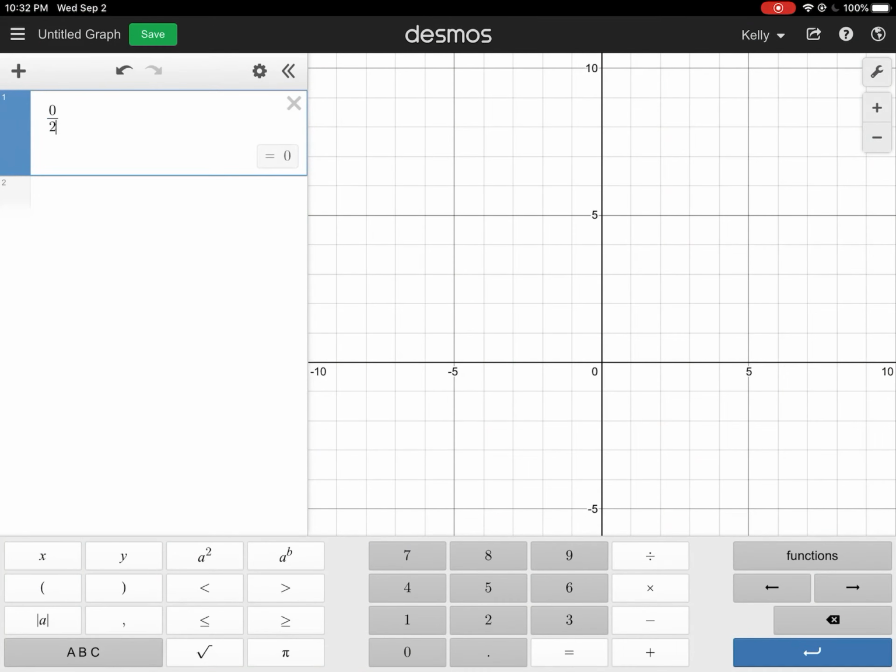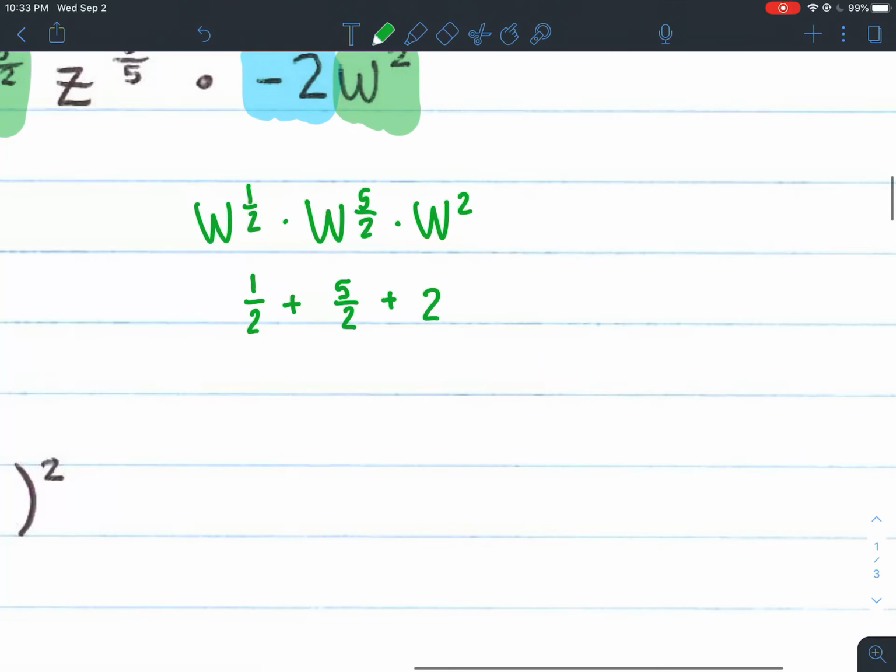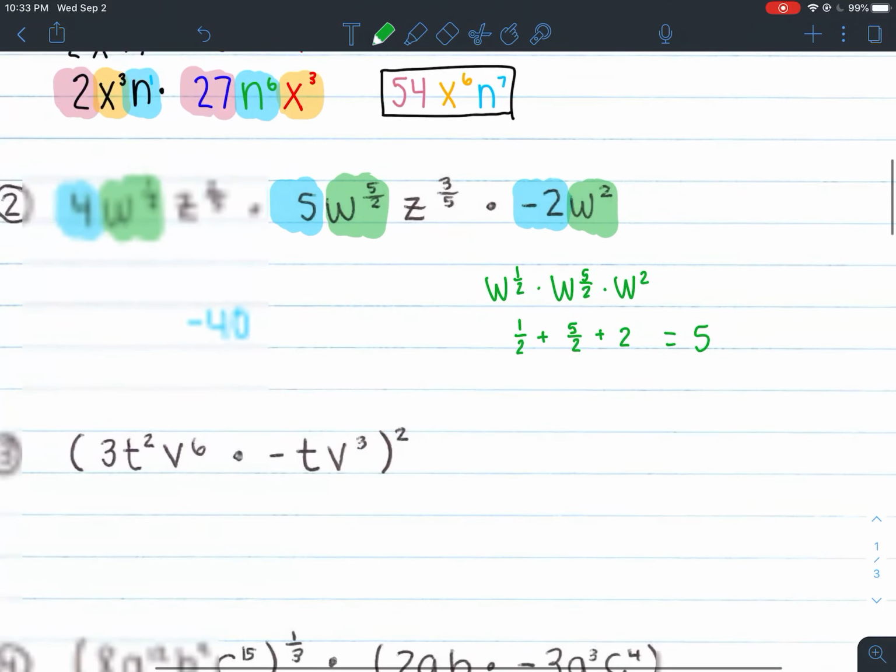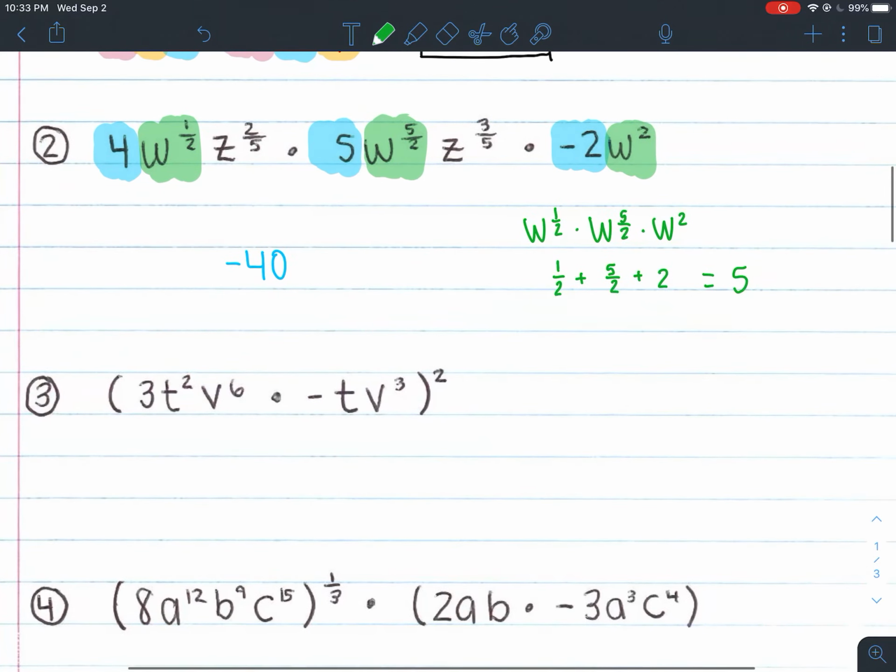So 1 divided by 2, which is 1/2. And I want to make sure I tap outside the fraction so I'm not in the denominator anymore, plus 5/2, and I want to tap outside the parentheses again, plus 2. So 1/2 plus 5/2 plus 2 gives me 5. So this equals 5. So when I add up all of those exponents on the w's, I get 5. So I'm adding them all up.